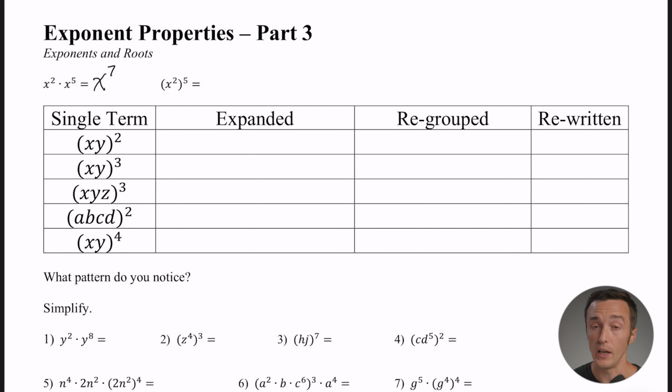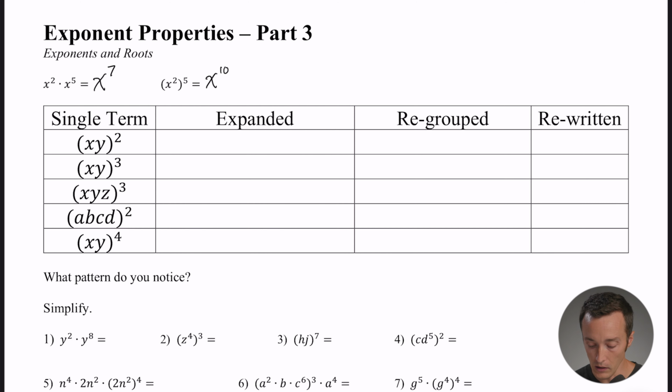Then in the second video, we learned that if you have an exponent to an exponent, like x to the second power to the fifth power, you would keep the base, but in this example, you multiply your exponents. So that's going to be x to the 10th power. We covered those two rules, and I'm going to assume that you already know how to do that.